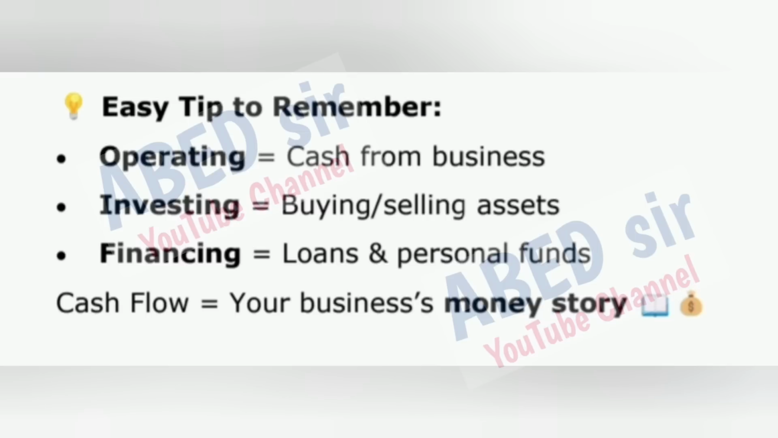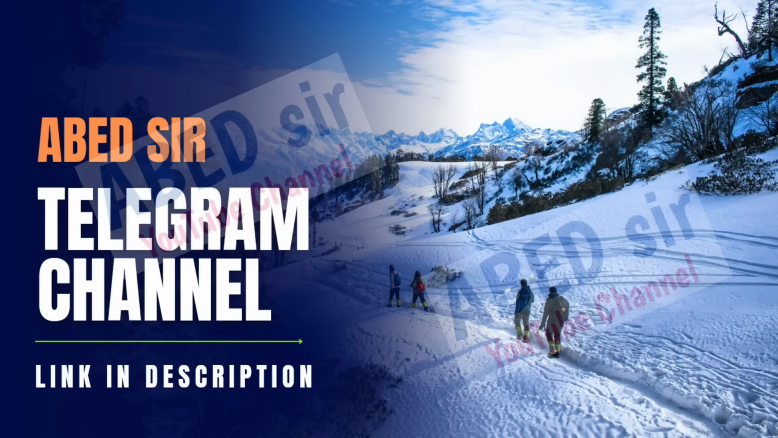Easy tip to remember. Operating is equal to cash from business. Investing is equal to buying and selling assets. Financing is equal to loans and personal funds. Cash flow is equal to your business's money story. Next important long question is 6.